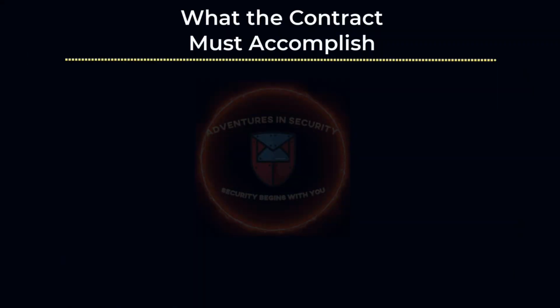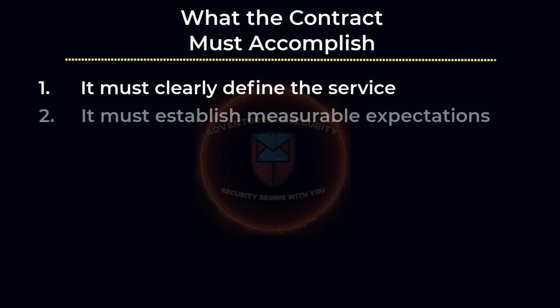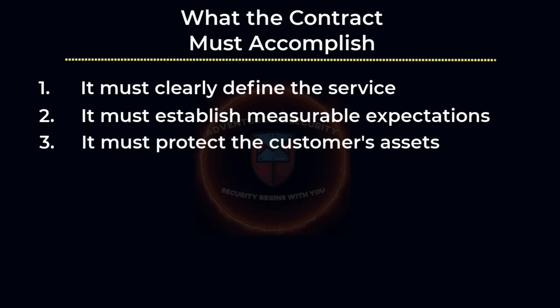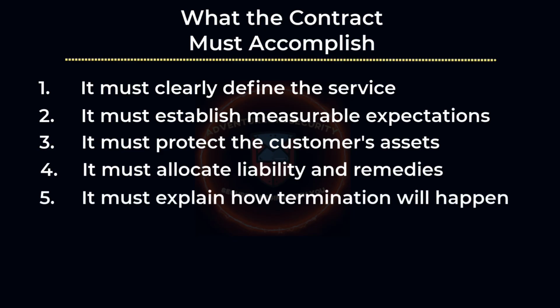What the contract must accomplish. A strong customer CSP contract has to accomplish 5 things. First, it must clearly define the service, what is being provided, what is out of scope, and which party is responsible for which tasks. Second, it must establish measurable performance and support expectations. Third, it must protect the customer's data, systems, and confidential information. Fourth, it must allocate liability and identify what remedies exist if the provider misses commitments or causes harm. Fifth, it must explain how the relationship ends, including what happens to customer data.